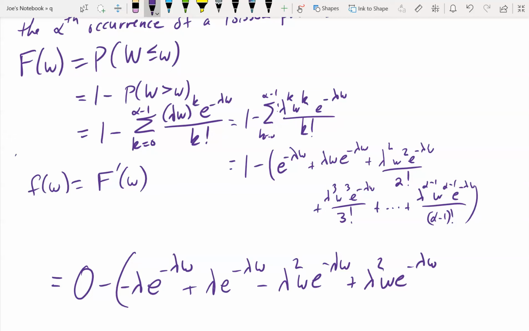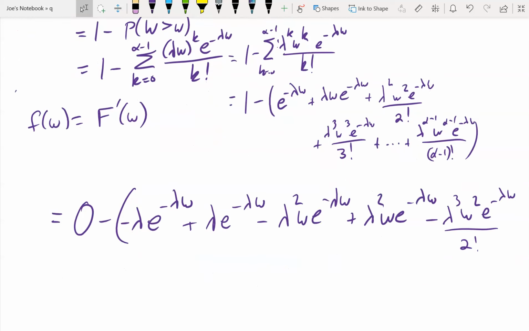All right. And notice now these 2 terms will cancel, won't they? What's the derivative of the second part in this one then? Negative lambda cubed w squared e to the negative lambda w over 2 factorial. Right?